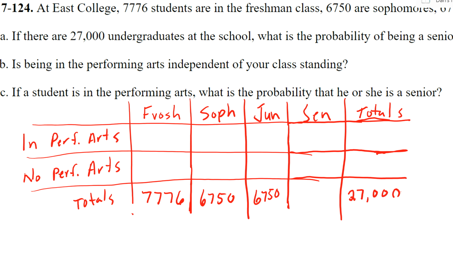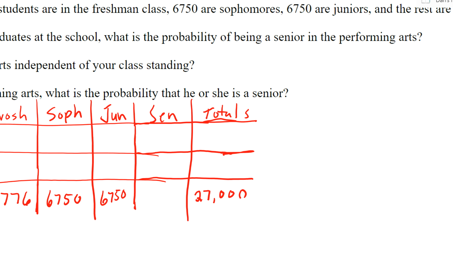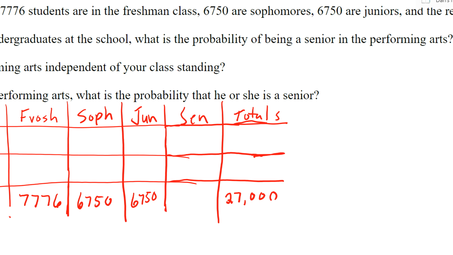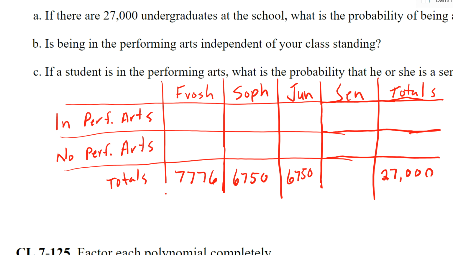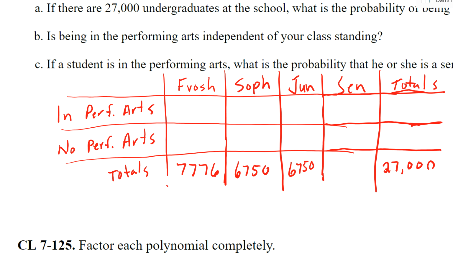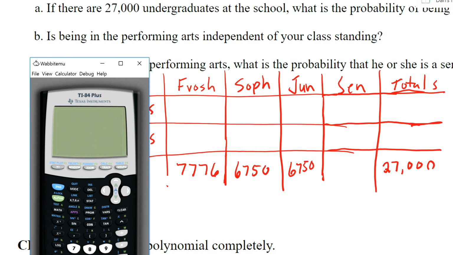What's the probability of being a senior in performing arts? So the first thing I want to do is find my total seniors. I'm just going to start chipping away at this table. So let's see here. Let's get my calculator out. 27,000 minus 7776 minus 6750 minus 6750. 5724.